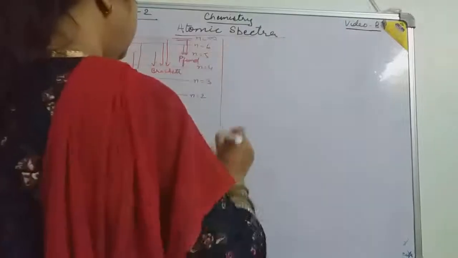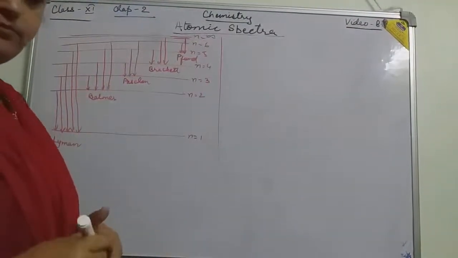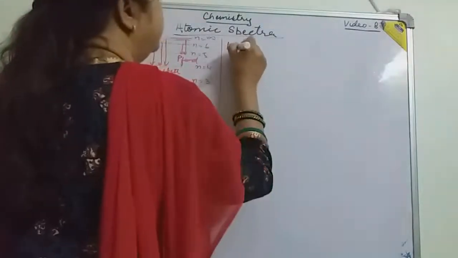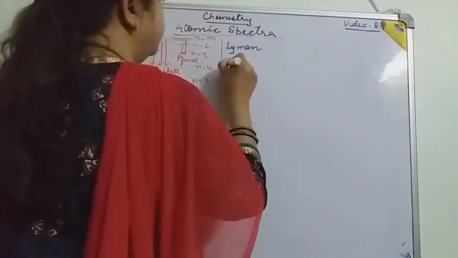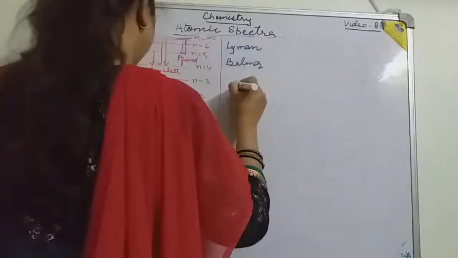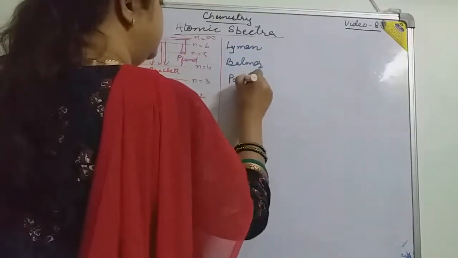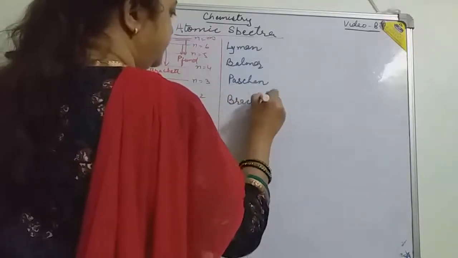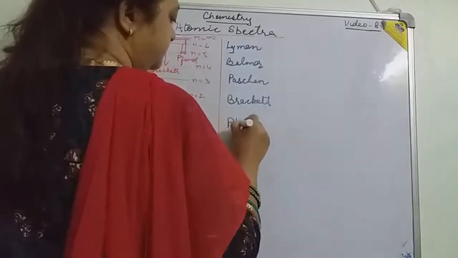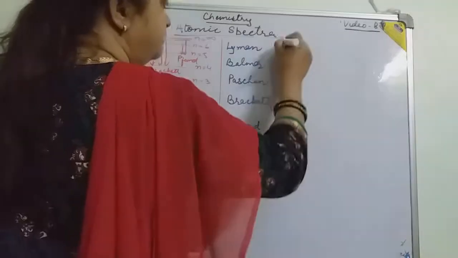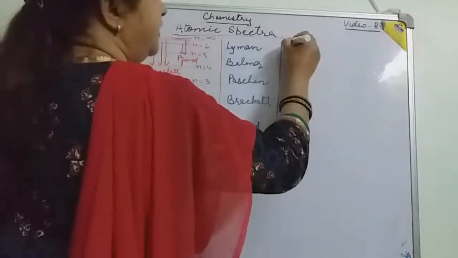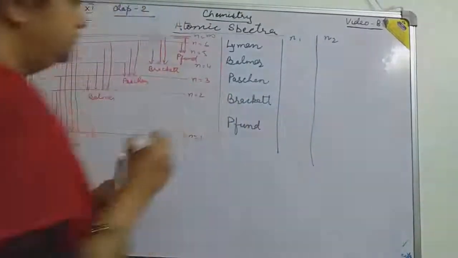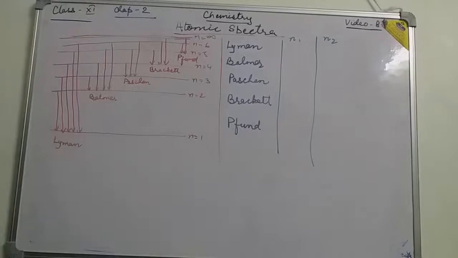So for Lyman, Balmer, Paschen, Brackett, and Pfund series, what is the value of N1 and N2?